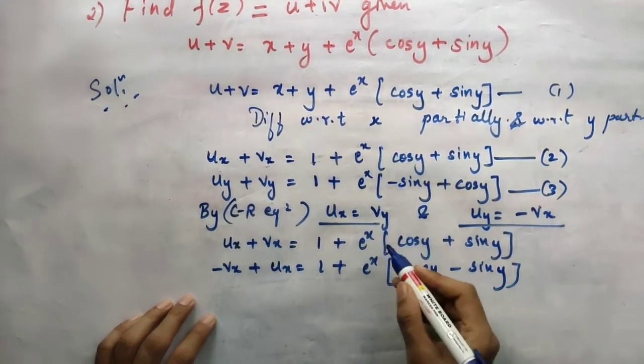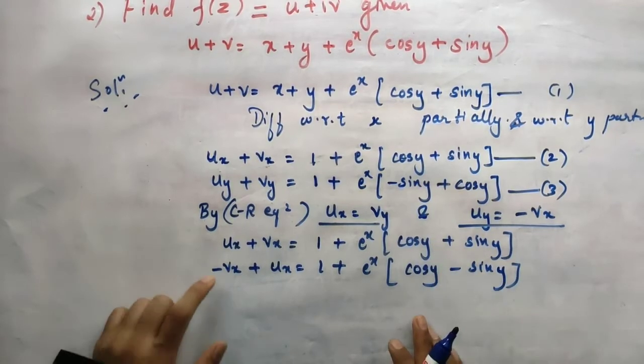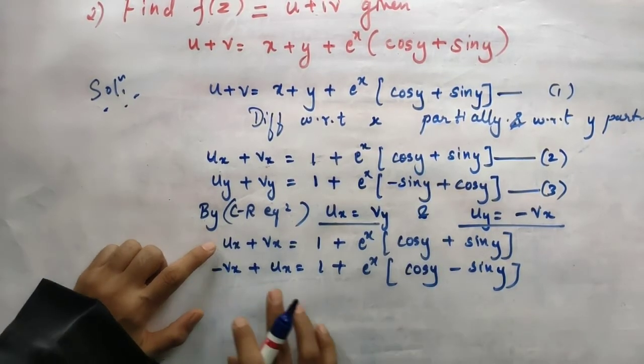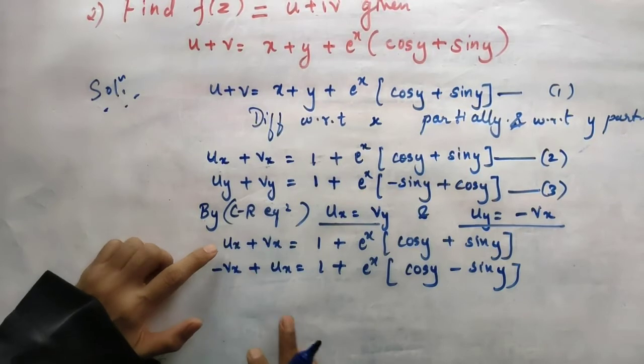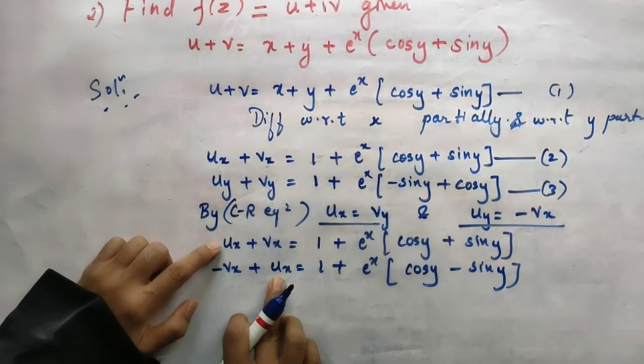Now I have to add the two equations. Simply add the two equations. If you add, first add the left hand side. u_x plus u_x will be 2u_x.